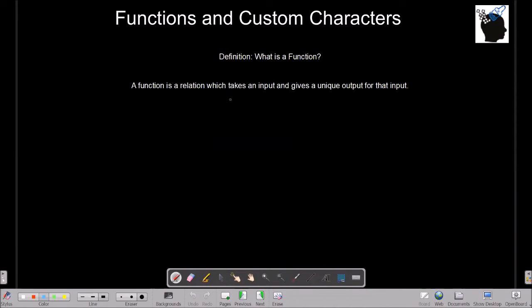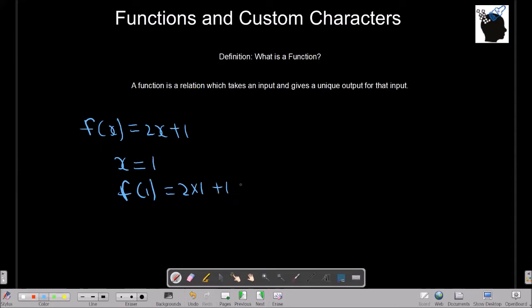So function is a relation which takes an input and gives a unique output for that input. Let's take an example. So let's say I have a function f of x is equal to 2x plus 1. Now what we mean here is when I put value of x as, let's say x is equal to 1, then I'm going to get a unique value of f of 1, which is nothing but 2 into 1 plus 1, which is nothing but 3. So for every value of x, we are going to get a unique value of f of x.